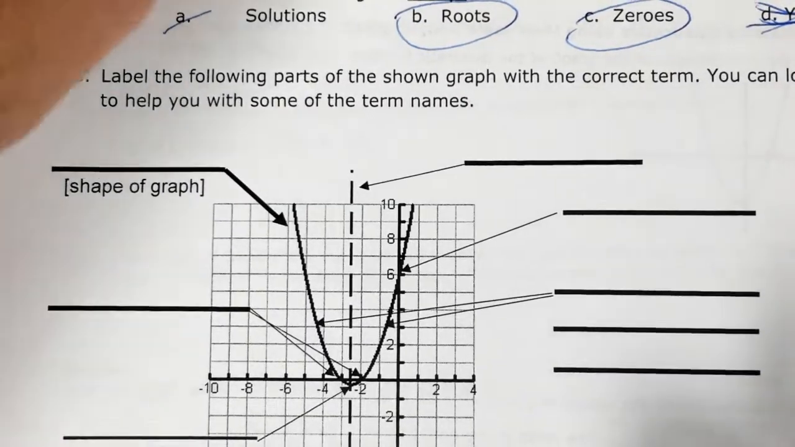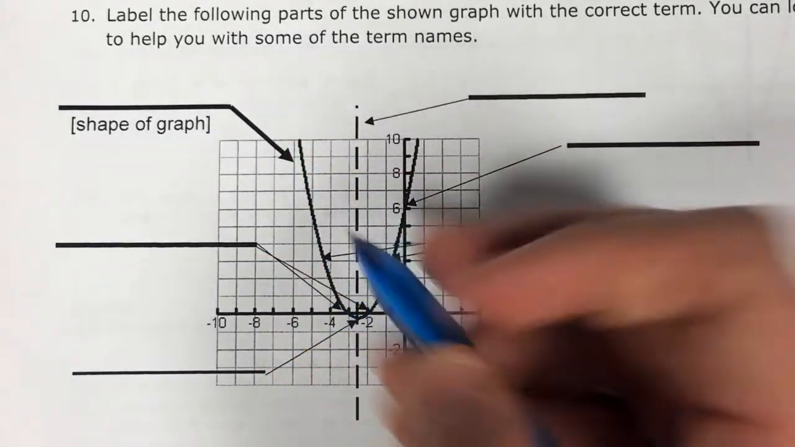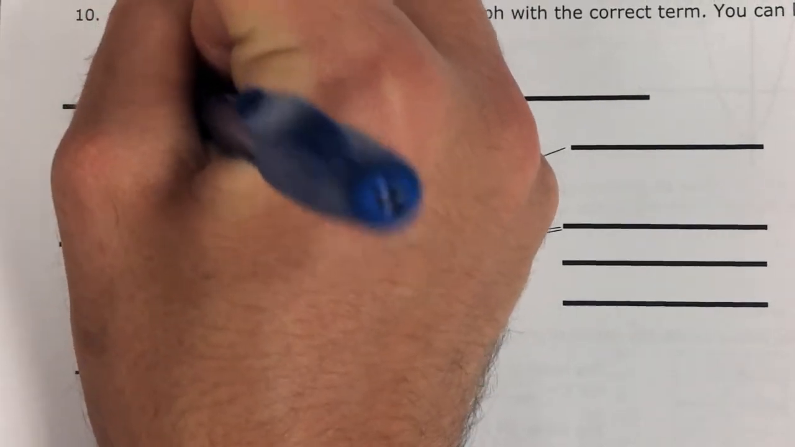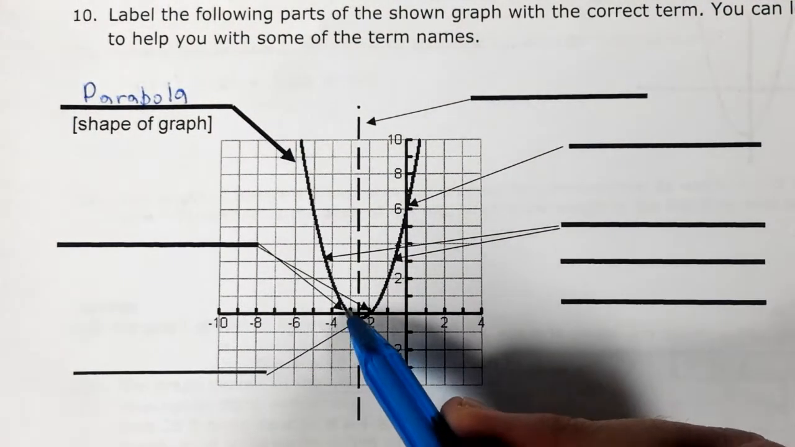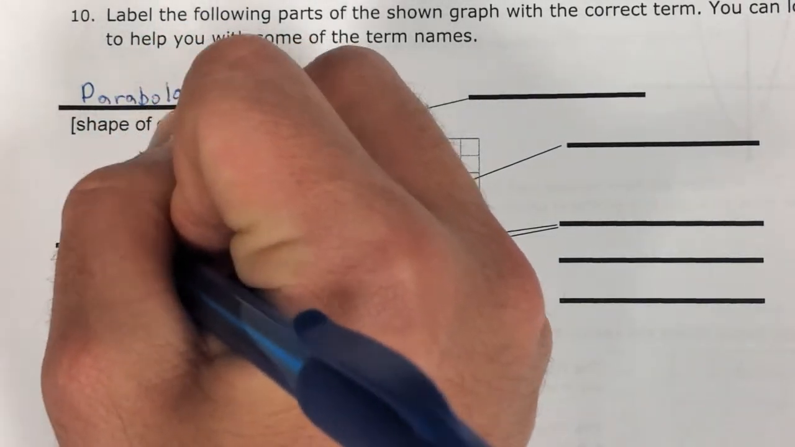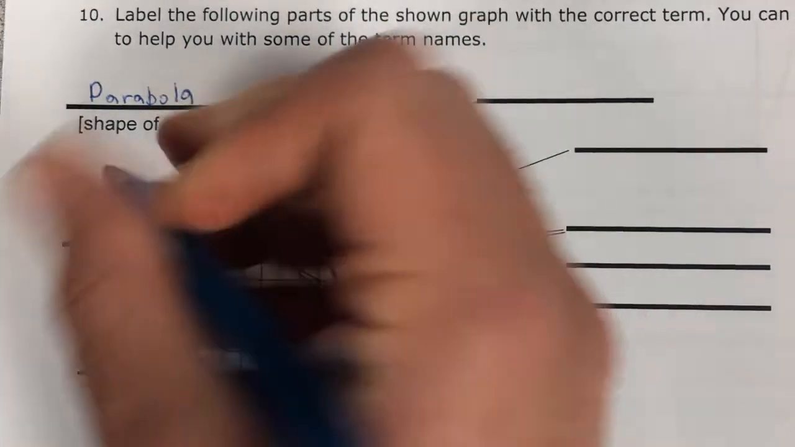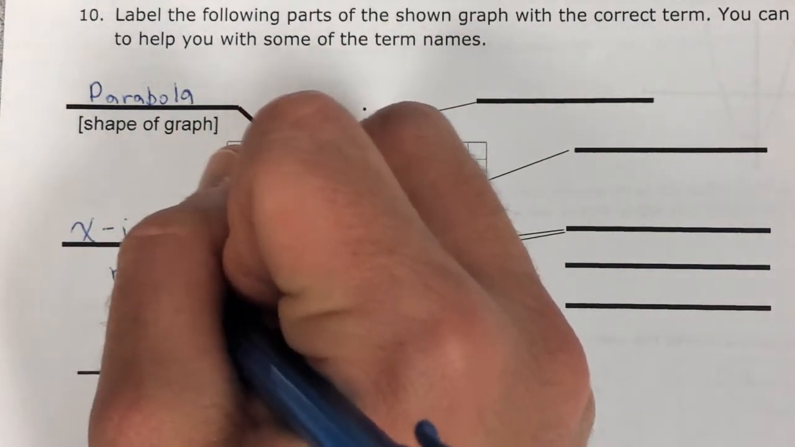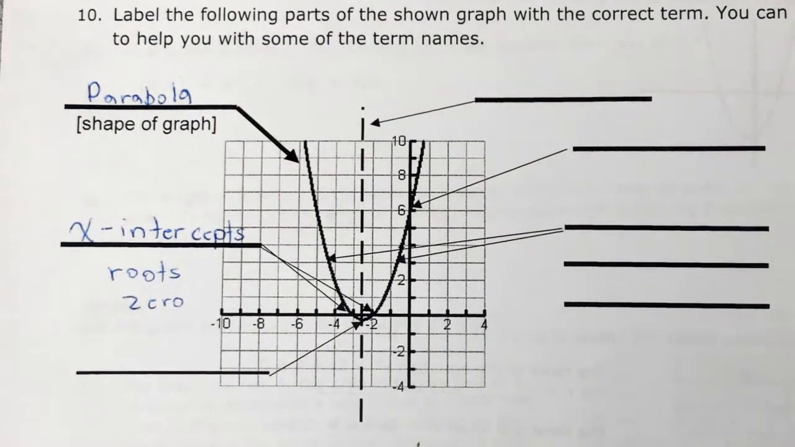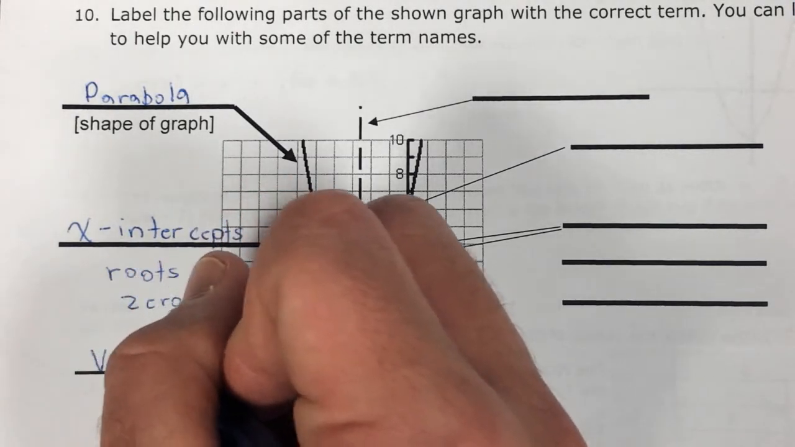All right, number 10. Good, this is where I see all of these words come into a graph. So the shape of a graph, this U-shape, is a parabola. These 2 points where it crosses the x-axis are my x-intercepts, or my roots, or my zeros. Good. This bottom point right here is my vertex.